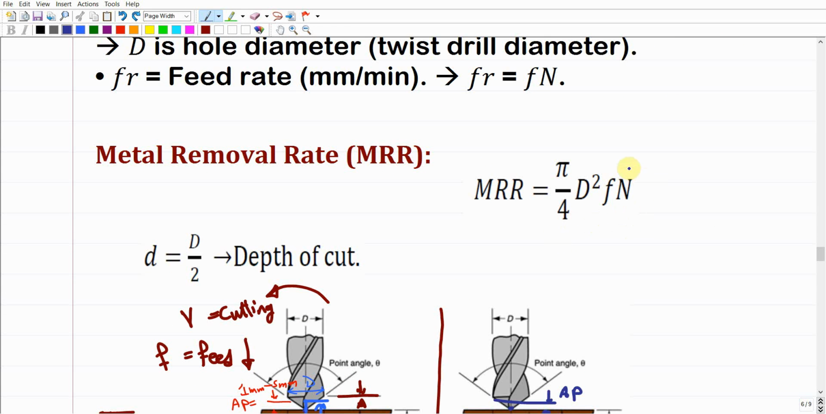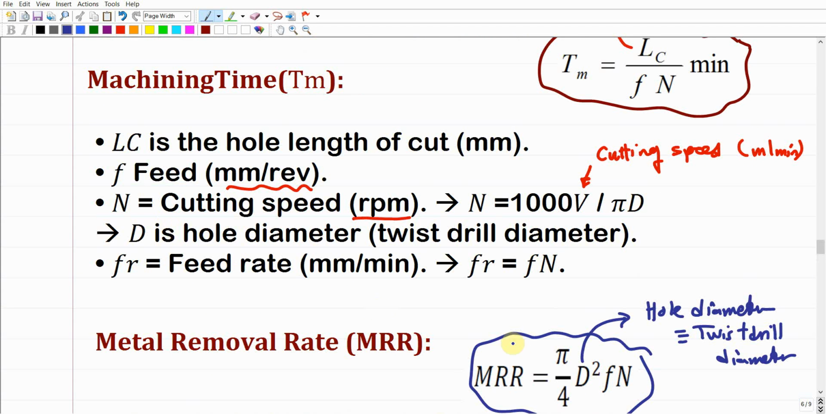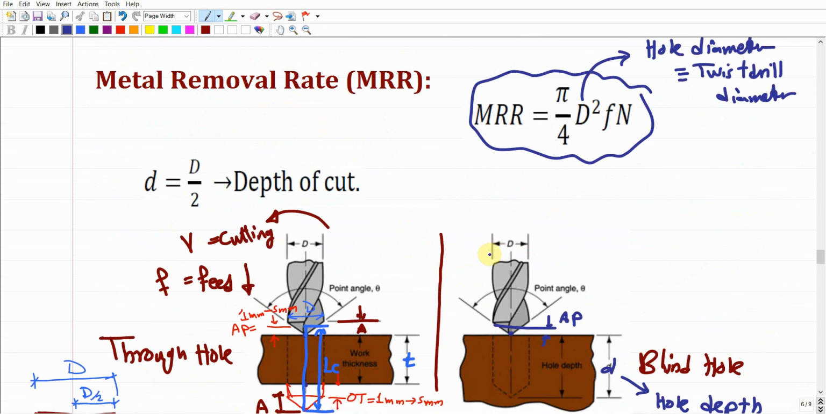How about the material removal rate? It's going to be this formula: pi over 4 D squared times Fn. Again, this is the hole diameter, which is going to be the same as the twisted drill diameter. So either he gave us the hole diameter or the twisted drill diameter, you're going to plug it here, times Fn, which is the same feed rate as in the denominator of the machining time. You can directly calculate the material removal rate.